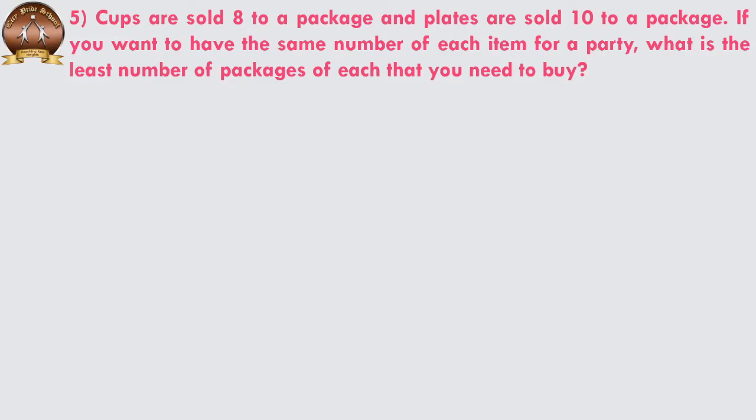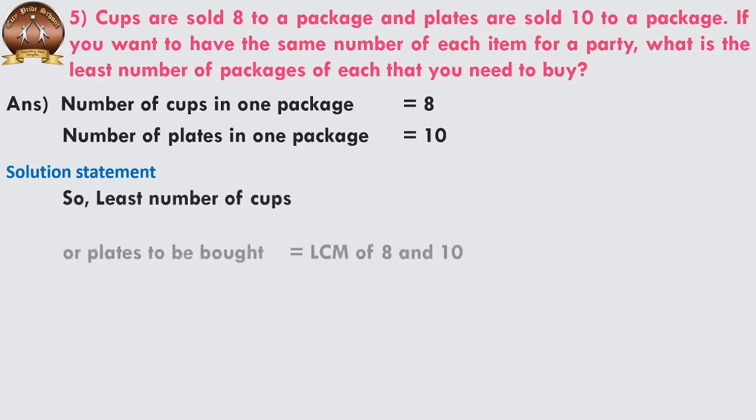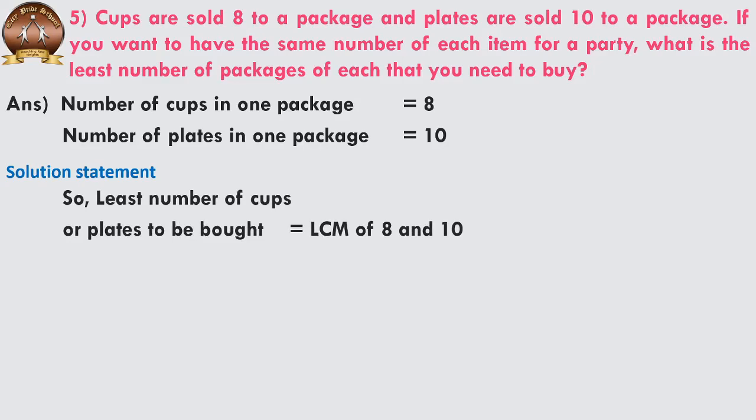For this, again, we will first write the statements of how many cups and how many plates there are in each pack. So the number of cups in one package is 8. Number of plates in one package is 10. Now look at the solution statement. We need to find the same number of items for a party. So we need to find the LCM. So the least number of cups or plates to be bought can be the LCM of 8 and 10.